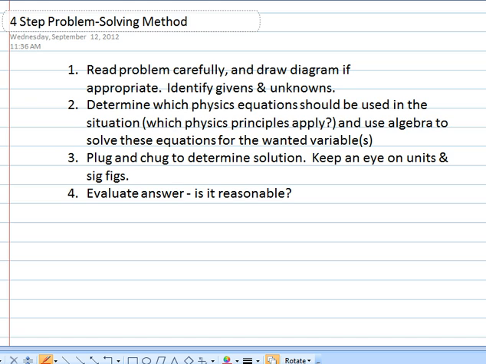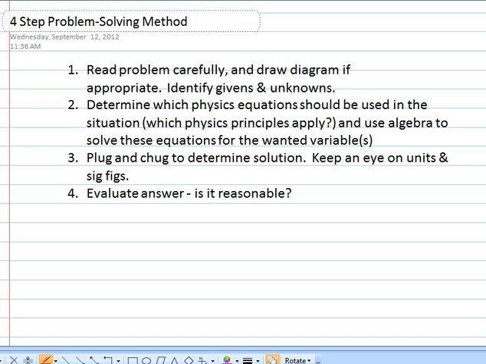So in the second step, we need to figure out what equations to use, and we're going to use algebra to solve these for the wanted variables. In other words, when the equation is pretty complex, we're going to rearrange it first. Then we're going to plug and chug to figure out the answer, and we're going to keep an eye on units. We're not going to write units for every step because that's annoying, but we'll try to think about what they should be, and we'll try to keep track of sig figs.